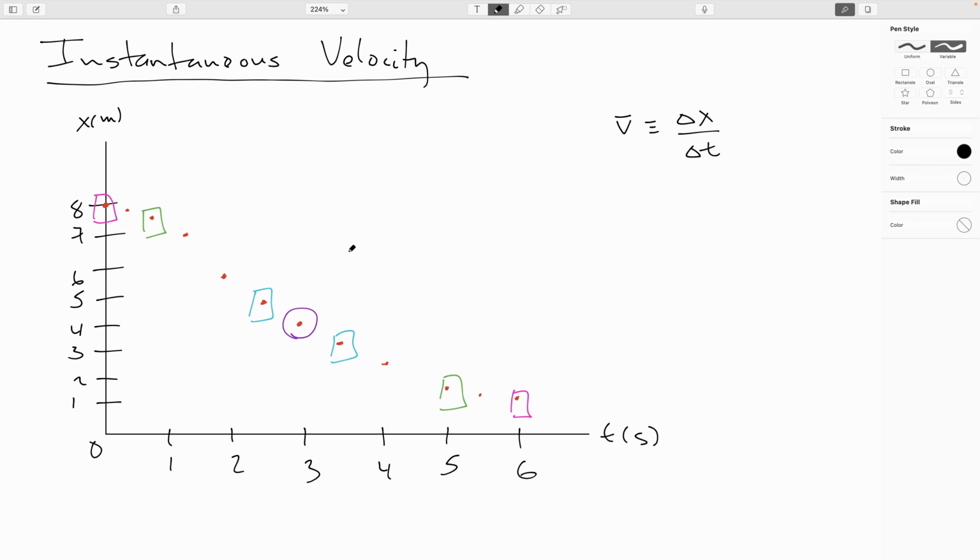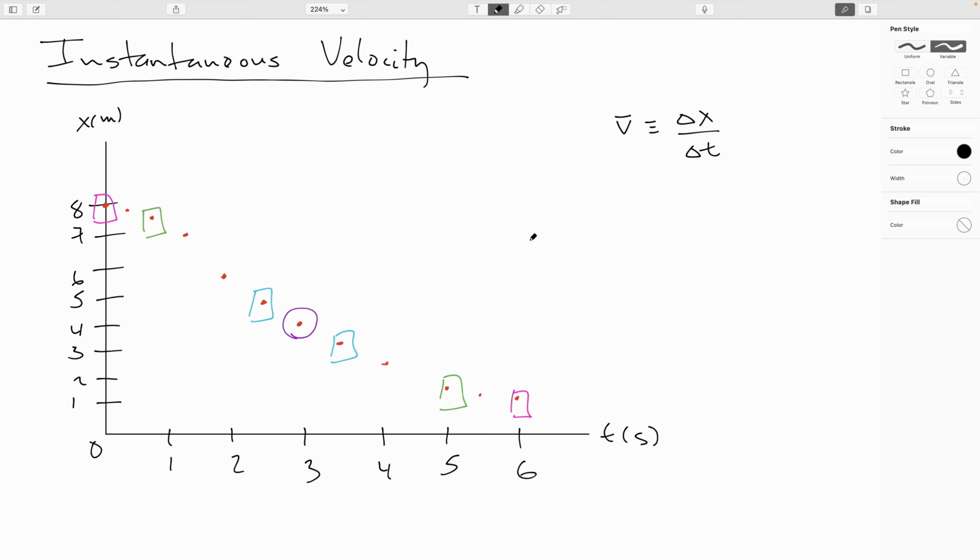So I picked 3 possible time intervals for which we could compute average velocity. So we've got the ones I've marked here in pink, we've got the ones I've marked here in green, then we've got the ones I've marked here in blue. I can calculate an average velocity over any of those intervals, but what I want would be the average velocity that would be most representative of what is happening at exactly t = 3 seconds.